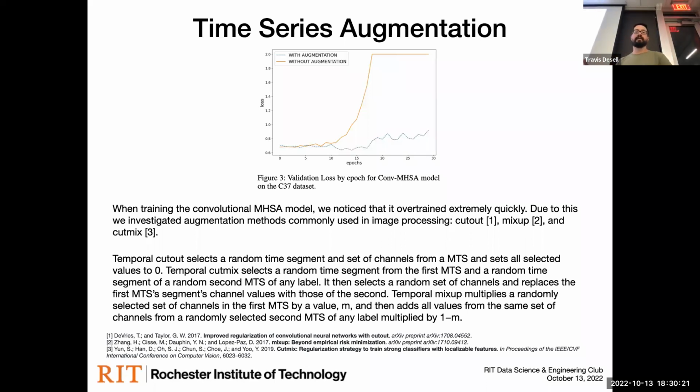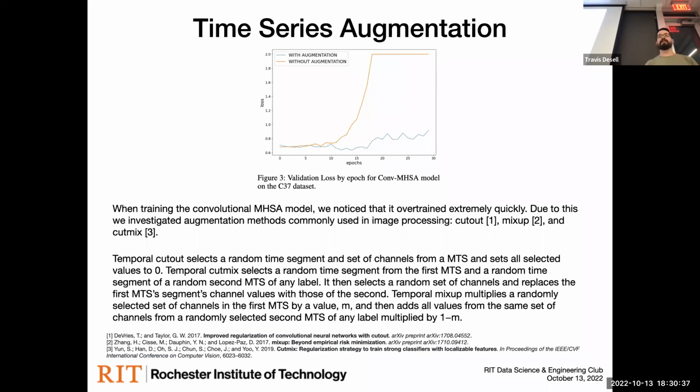So one of the things we found was that if we just train the convolutional transformer vanilla with the data we had, it would overfit almost immediately, and we wouldn't get any good results out of it. So we're like, okay, well, how can we do better with this? We investigated three methods, again from computer vision, to do data augmentation to prevent overfitting.